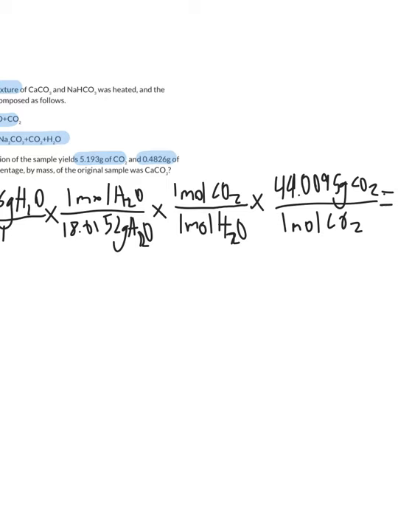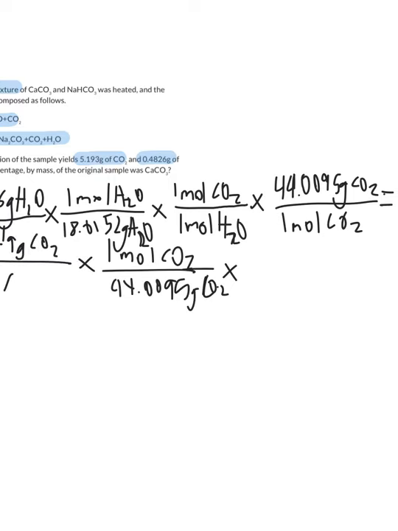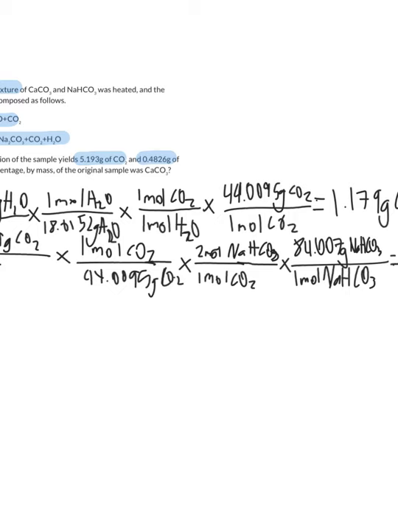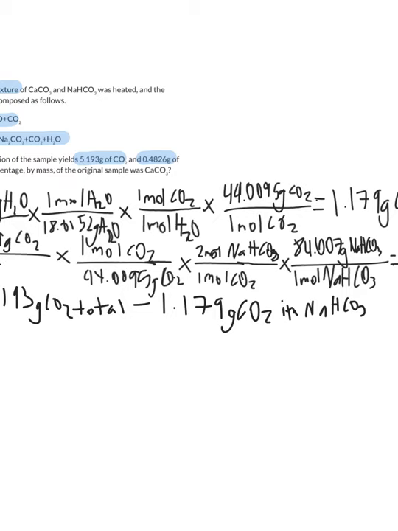To find the mass of NaHCO3, we will use the grams of CO2 we just found, convert that from grams to moles, and we know there is 1 mole of CO2 for every 2 moles of NaHCO3. Then we'll convert from moles to grams, and we will get our grams of NaHCO3. To find the grams of CO2 from CaCO3, we subtract from the 5.193 grams CO2 total 1.179 grams CO2 from NaHCO3.